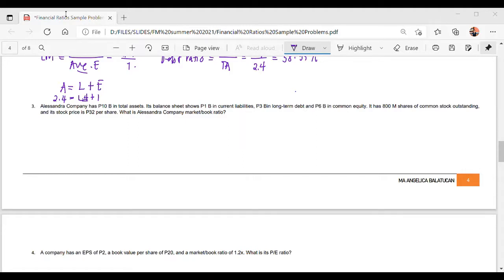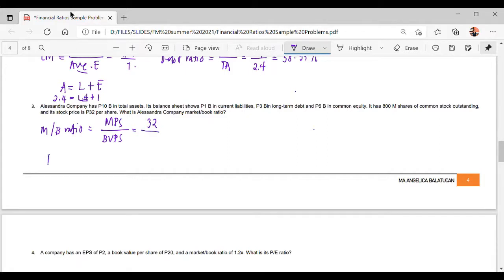Okay, so we need to compute the market to book ratio, and what is the formula? Market to book ratio is equivalent to your market price per share over your book value per share. So what is our market price per share? Is it given in the problem? You have the stock price. So that is our market price, and divide it by the book value per share.